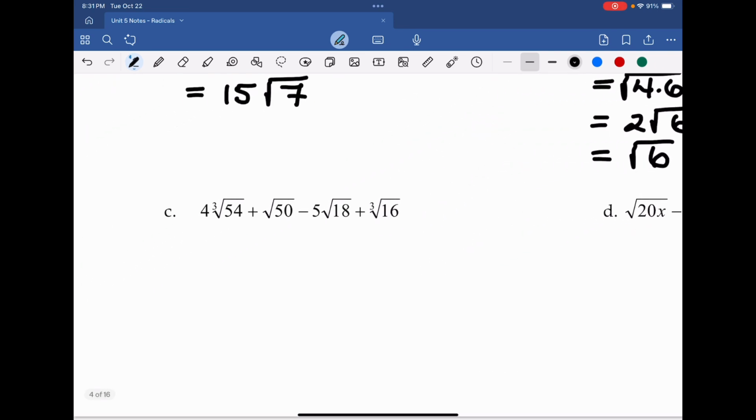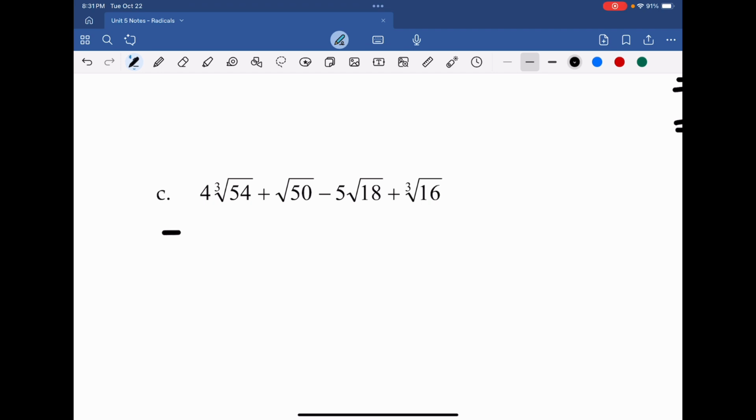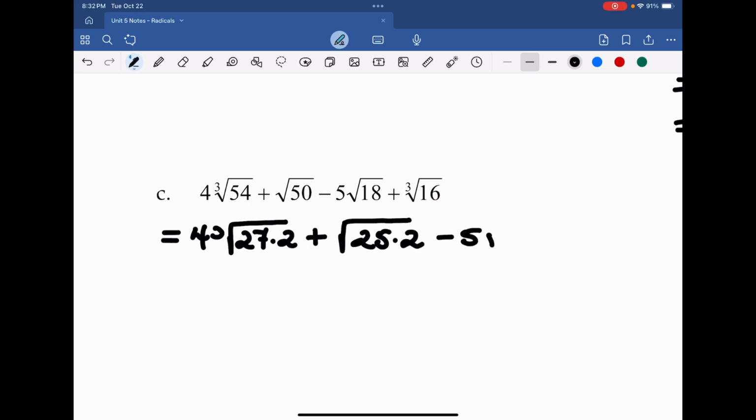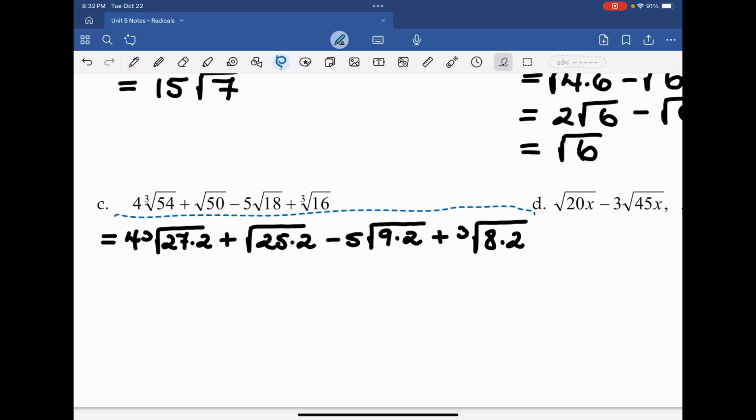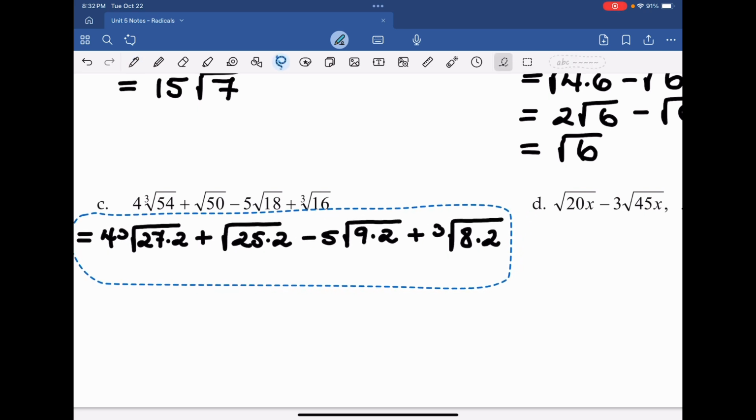All right, we go down to our next example. We see cube roots, square roots. We're going to have to do some work with these. I'm going to write the first one, 4 cube root. I'm going to split 54 into, let's see if we can do maybe 27 and 2. So 27 times 2 plus, I'm going to split 50 into 25 and 2, because we're trying to split them into cubes and squares that work. I'm going to go minus 5 times 18 can be split into 9 and 2, with a perfect square and a non-perfect square. And then for the last one, the cube root of 16, I can write this as maybe 8 and 2. Okay, now I'm going to move this over just a tad because I don't want to interrupt our second one there.